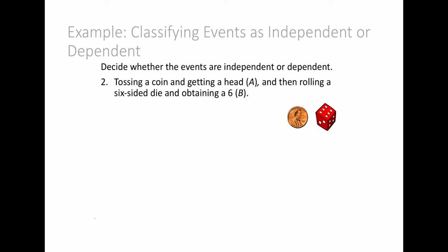What about tossing a coin and getting a head, and then rolling a 6-sided die and obtaining a 6? This is event A and this is event B. We say, does the occurrence of getting a head affect the probability that when I roll a die that I would get a 6? We can say these 2 do not interact or interfere with each other at all. These would be independent events.